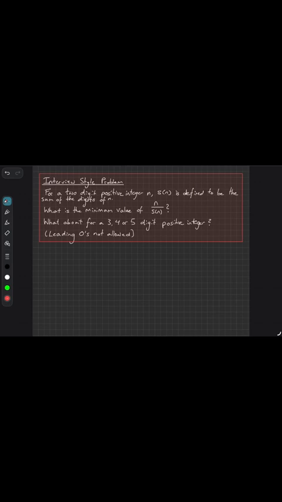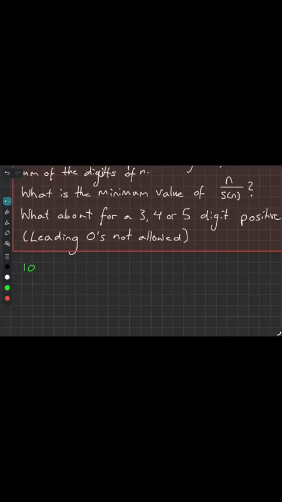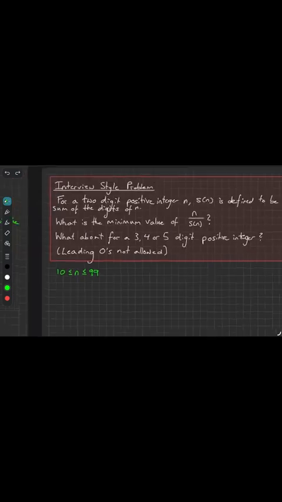And then I've left it as an exercise, if you're interested, to find the minimum value of n divided by s of n for n which are 3, 4, or 5-digit positive integers. So deal with each of those cases separately. But in this video, I'm only dealing with the two-digit case, which tells us that 10 is less than or equal to n is less than or equal to 99, because I've also specified that leading zeros are not allowed, so 02 is not a valid option for n.